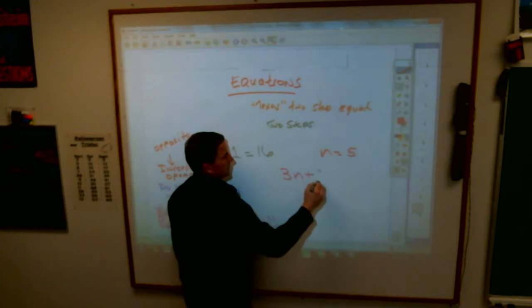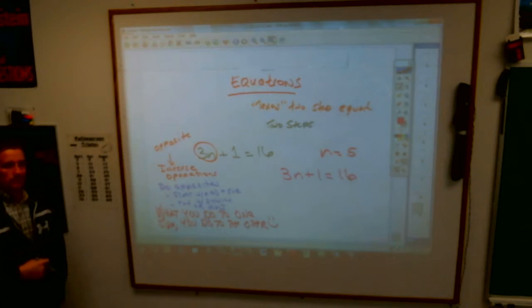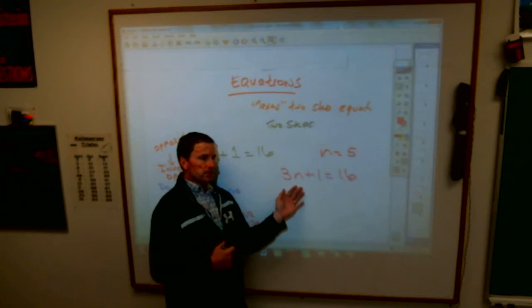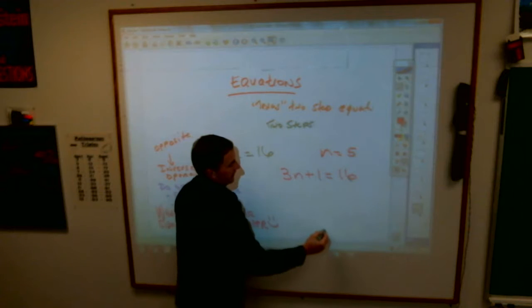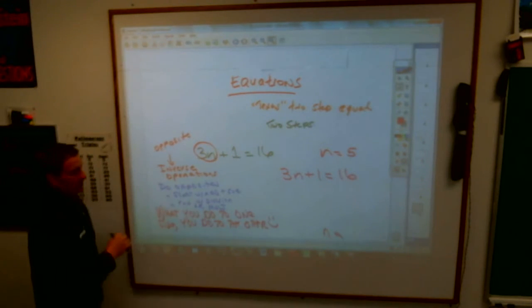3n plus 1 equals 16. Your goal is you want to know what the letter n equals. So you want to separate the letter n from all this other stuff over here, so in the end you have n equaling some number. We know it should equal 5. Okay, in the end that's what we'll do.